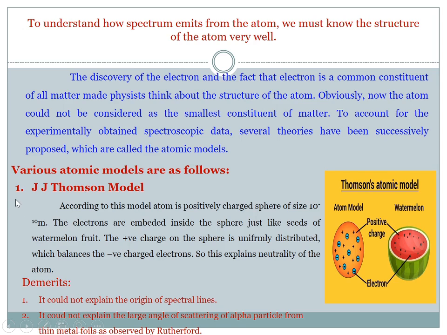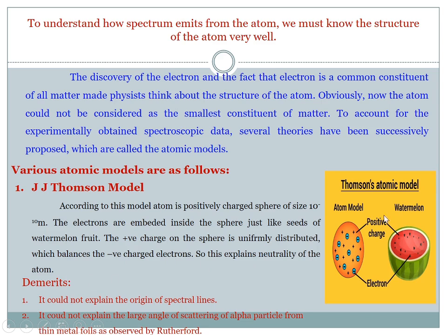So the first model is J.J. Thomson model. According to this model, the atom is a positively charged sphere of size 10 raised to minus 10 meter. The electrons are embedded inside the sphere just like the seeds of a watermelon fruit. The positive charge on the sphere is uniformly distributed, which balances the negatively charged electrons. So this explains the neutrality of an atom.